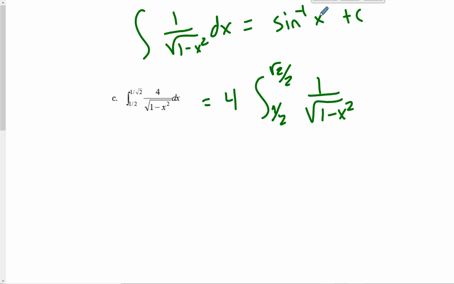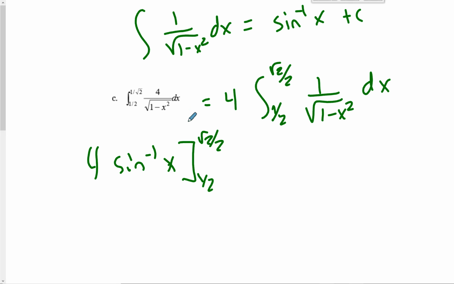So this is just sine inverse of x times 4. And then we're going from 1/2 to root 2 over 2, which is the same as 1 over root 2. All right, so I have to plug those in, which kind of stinks. So 4 times sine inverse of root 2 over 2. What angle of sine gives us root 2 over 2? Like I said, that was pi fourths.